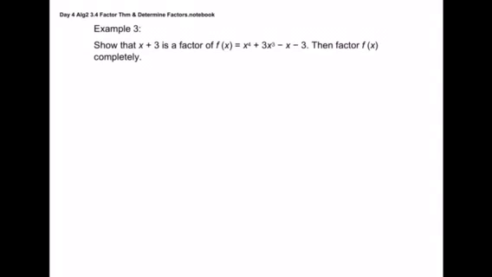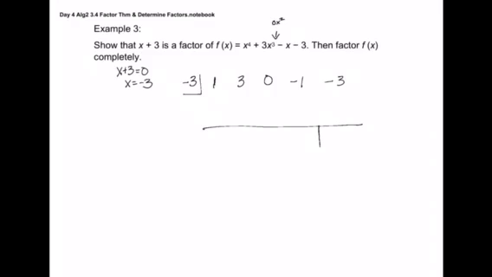So example 3, they ask us to show that x plus 3 is a factor of our function and then factor your function completely. So we set our factor equal to 0 to get our x. We plug our x into our magical box for our synthetic division. We make sure we have all of our terms. We're missing an x squared, so we're going to replace a 0 there. 1, x to the 4th, 3x cubed, 0x squared, negative 1x, negative 3. Under your negative 3 is where you can draw your line for your remainder.